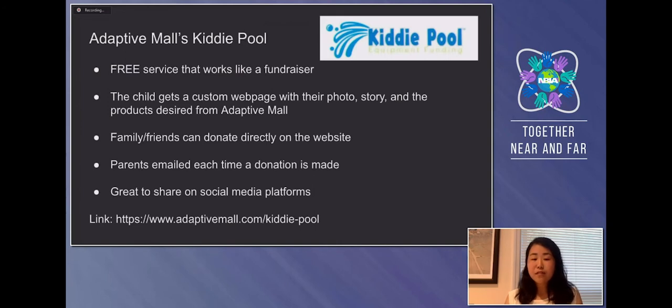So Adaptive Mall's Kiddie Pool is a free service that works like a fundraiser, and the child gets a custom webpage with their photo, story, and then the specific products they would like from Adaptive Mall. And family and friends can make their donations directly on the website, and parents are emailed each time a donation is made. And this is a great website to share on social media platforms to really get the word out there, like Facebook or Instagram, things like that. And there's a link to the Kiddie Pool sign up below as well.